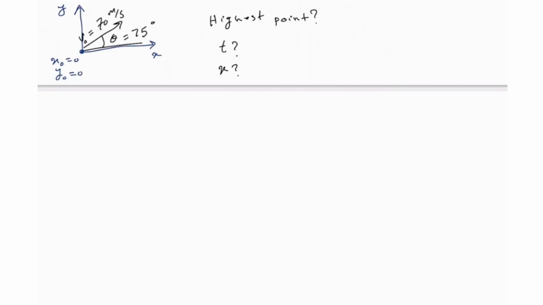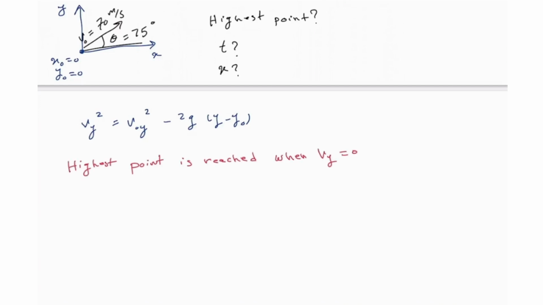To find the highest point of travel, we need to focus on the vertical motion. Since we don't have the time, the best equation to use here is this one. The highest point in any trajectory is reached when Vy is 0. This should be very intuitive, because when the velocity is 0, then there is no more speed that would cause the object to move any further. So that's the highest it can get.